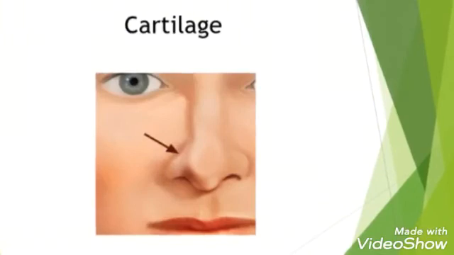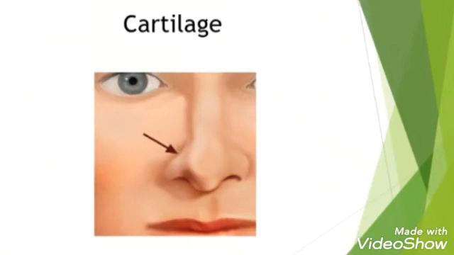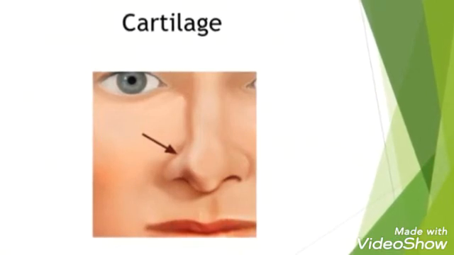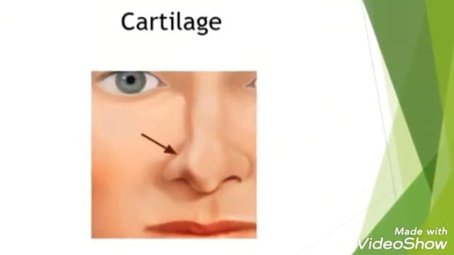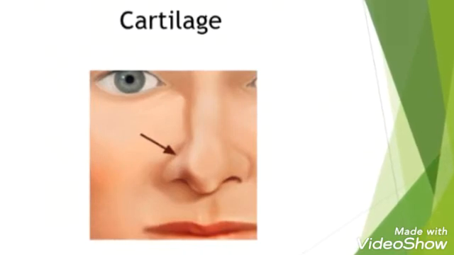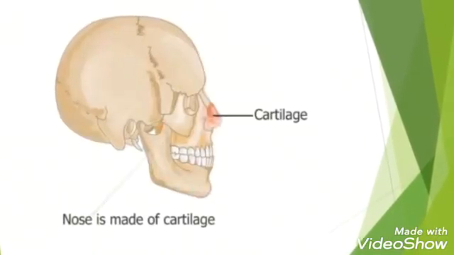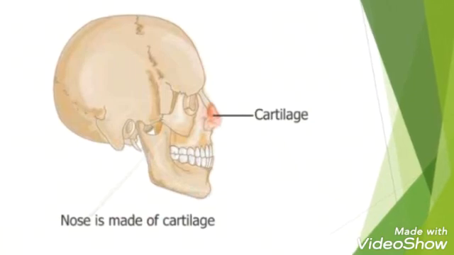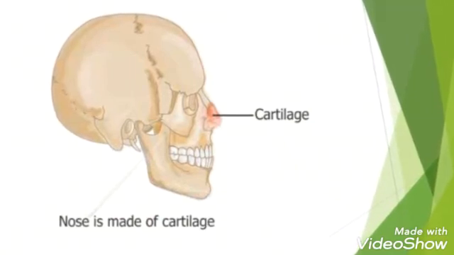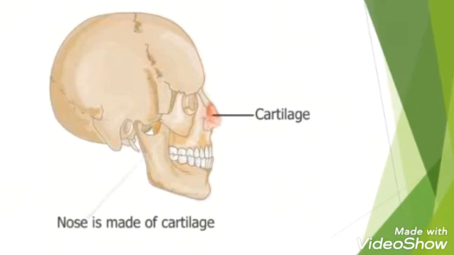Now we are going to learn about cartilage. Now you have to touch the front part of your nose and try to press it. Then you will find the upper part of nostrils does not have a bone. That is why you can easily press your nose. What is cartilage? We can say nose is made of a material called cartilage. Cartilage is softer than bone.